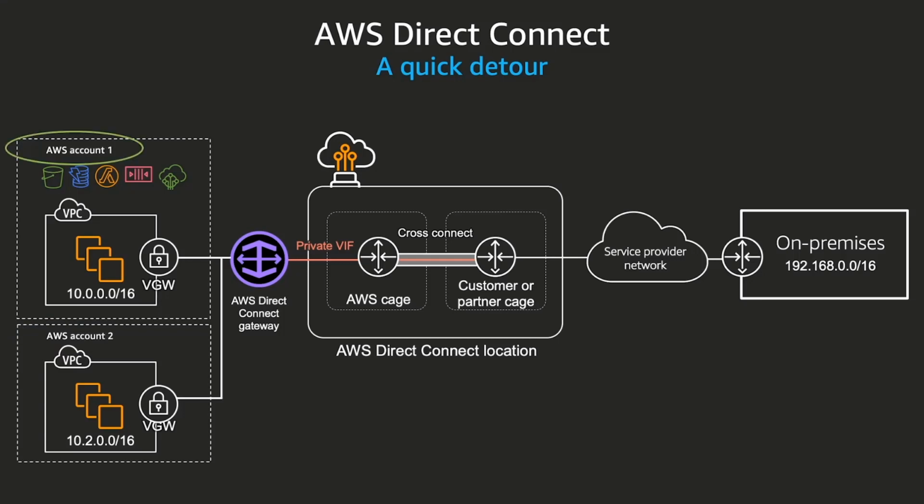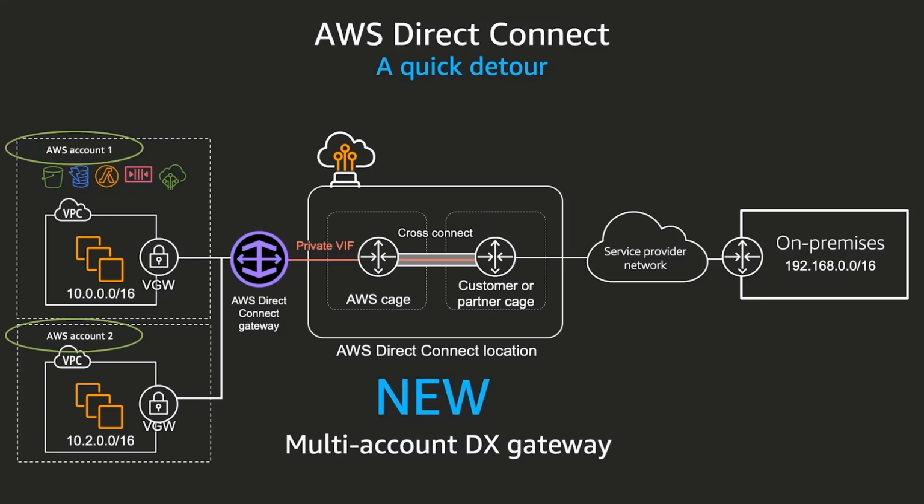For the longest time, we couldn't have our VPCs connected to the same Direct Connect Gateway in different accounts. Up until late last year, that was the case. But then we launched multi-account DX Gateway. So we can take the DX Gateway and connect it to multiple VPCs in different regions, and those VPCs could be in separate accounts as well.